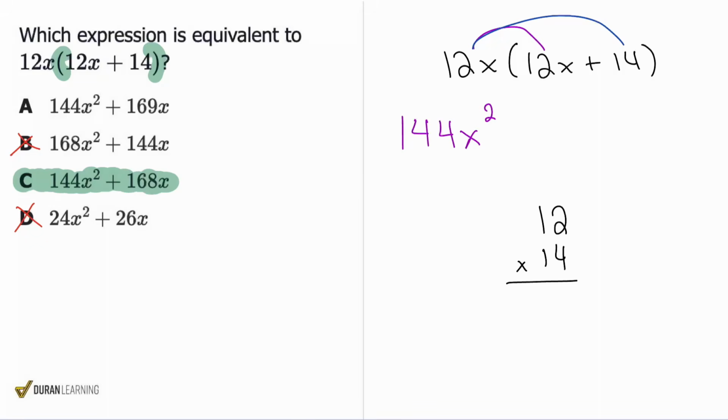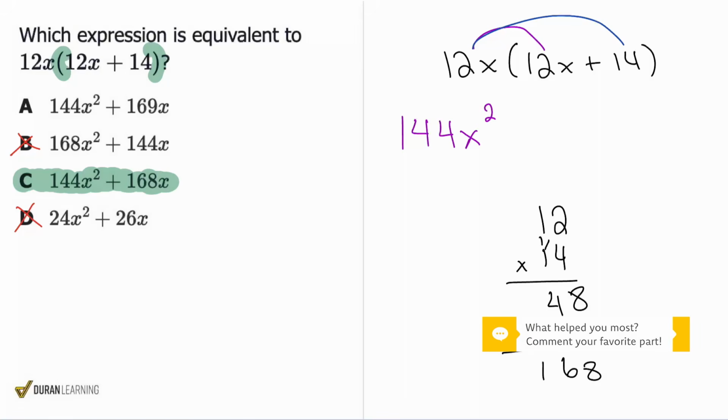So here we go. 12 times 14, 2 times 4 is 8. 1 times 4 is going to be 4. From there, plug that 0. Then we have 2 times 1, 1 times 1, add all this together, and we get 168 right there. So there we go. Correct answer here is answer choice C, and now we can continue moving on.